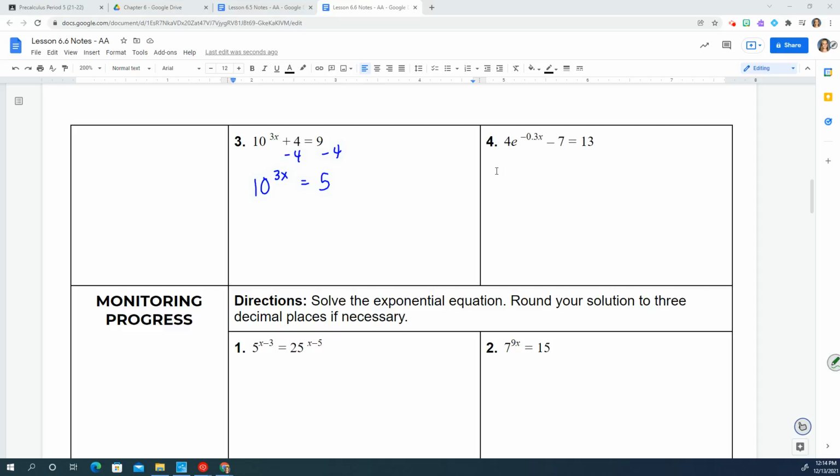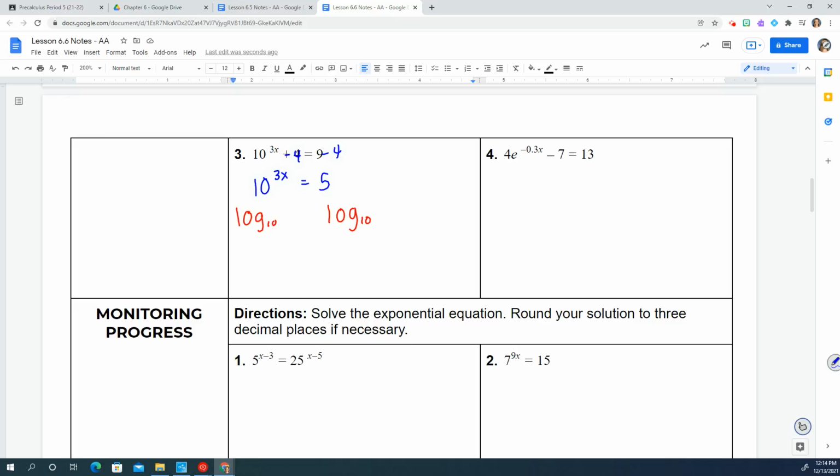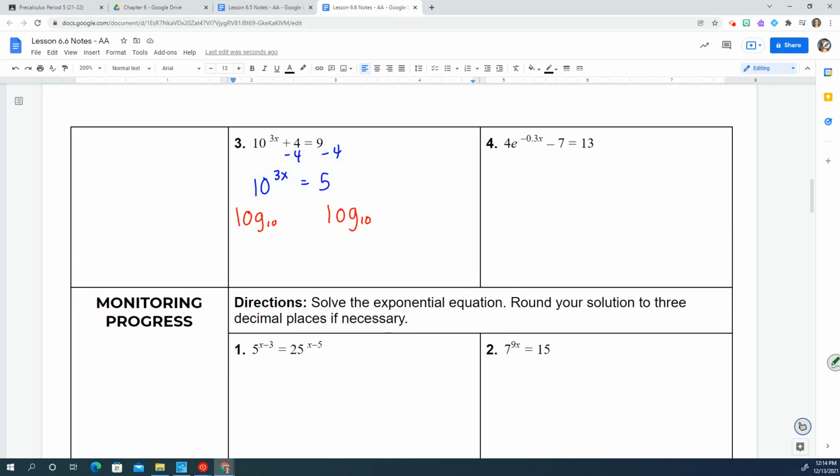So to get rid of base 10, I take log base 10 of both sides, which is my common log. If you want to write this, you can. But also, if we don't write a base on a log, we just assume it's base 10. So I take log base 10 of both sides. And we can do whatever we want in an equation as long as we do it to both sides. Just got to be consistent. So that would get rid of that base of 10. That would undo that layer. They're inverse operations. And I'd have 3x.